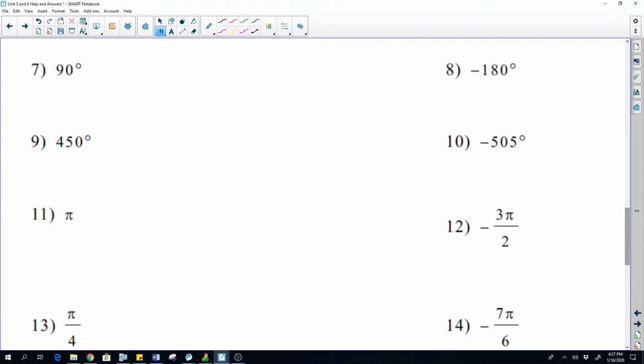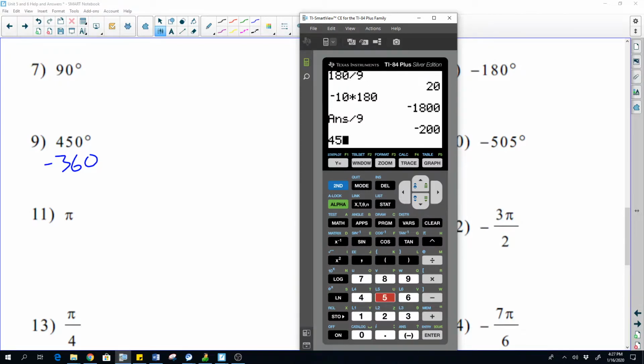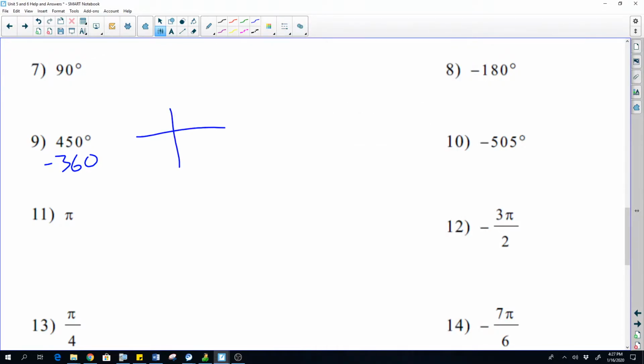So let's try number 9. So we take 450 and we minus 360, right? And so 450 minus 360 is 90, which is true. Because that's 90 degrees, right? Right angle, 90 degrees. And going all the way around is 90, 180, 270, 360, and 360 plus 90 is 450. So 450 has a positive coterminal angle of 90 degrees.